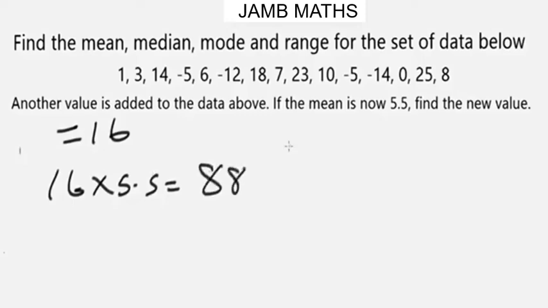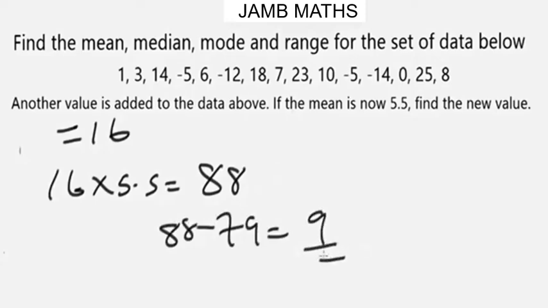Now to get the new value, you subtract the total of the original values from 88. Remember, when we added everything to get the mean, we got 79. So it's going to be 88 minus 79. When you do the math, you're going to have 9. So this will be the new value added to the data. Basically, this is how to solve problems involving mean, mode, median, and range in statistics.